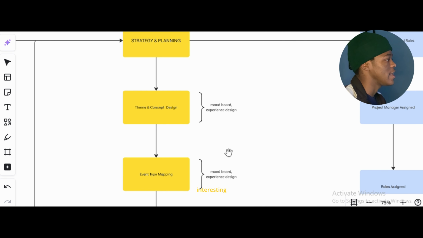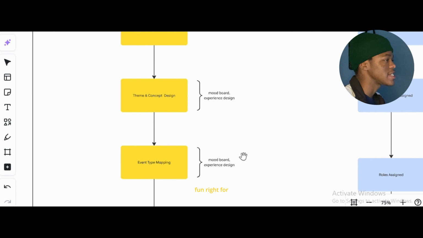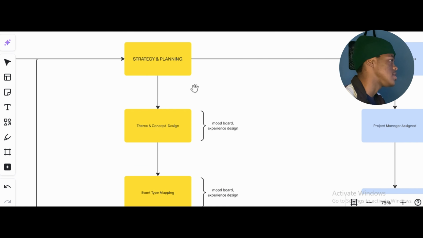Now, this is where it gets really interesting. This is where it actually gets fun. For some of us, this is the fun part, the planning and the strategizing of the event. This is what separates us from any other event company. What planning we do, the strategies we input. This is where we very much differentiate from other companies or other people. As you can see, strategy and planning.